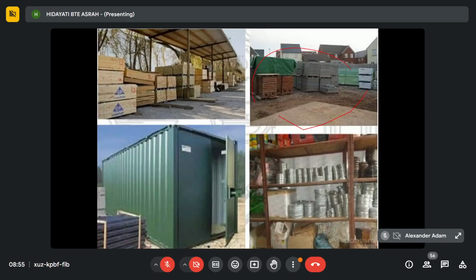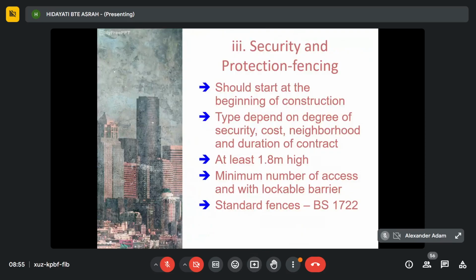Okay. And number 3, security and protection. Okay, security here defines a limit of site, and you prevent trespassers or thieves. You limit the site so that outsiders cannot enter your site. Okay, so that is security.